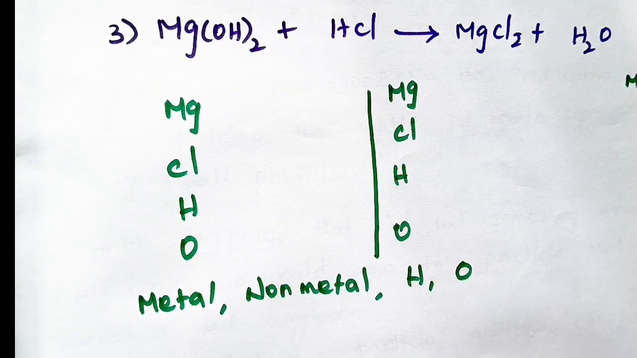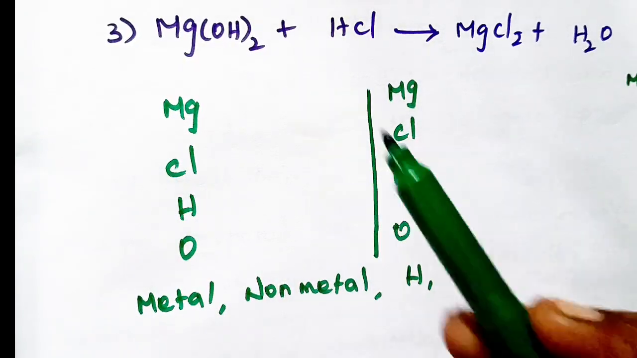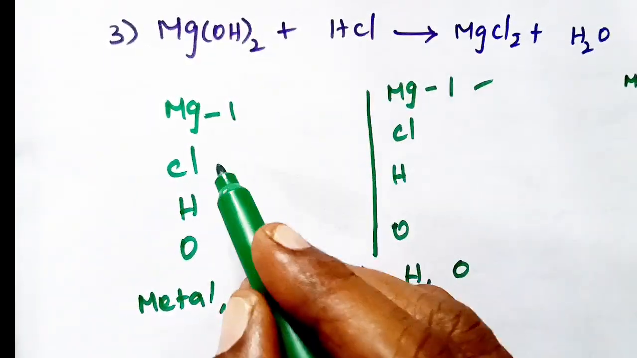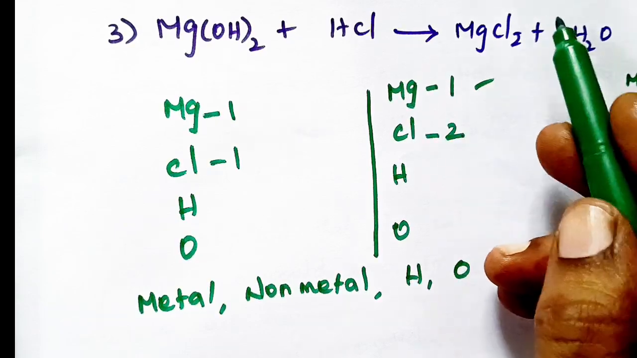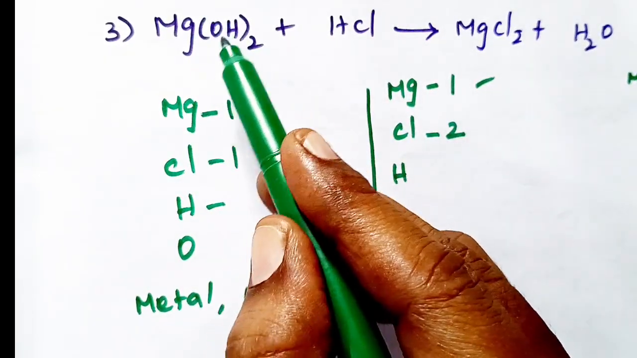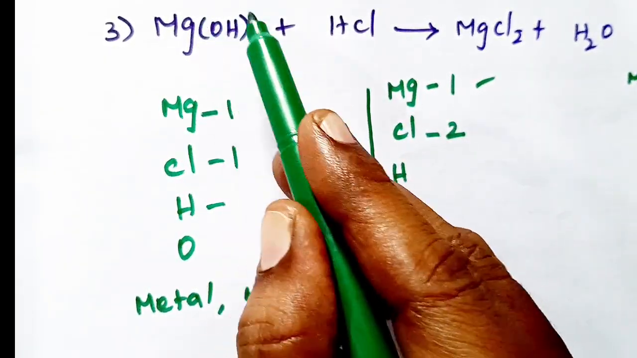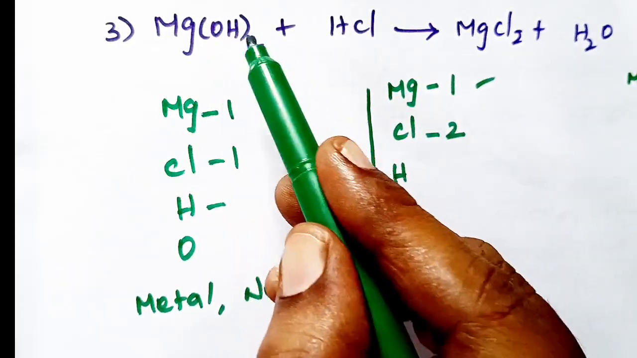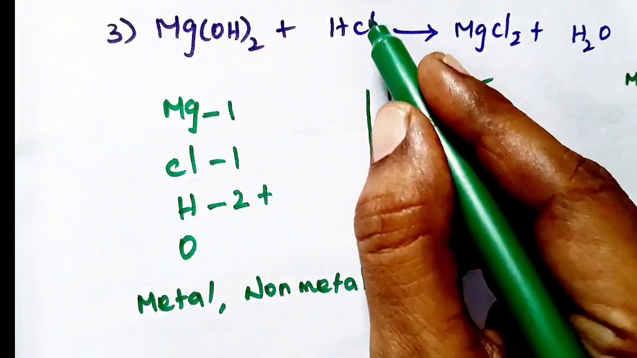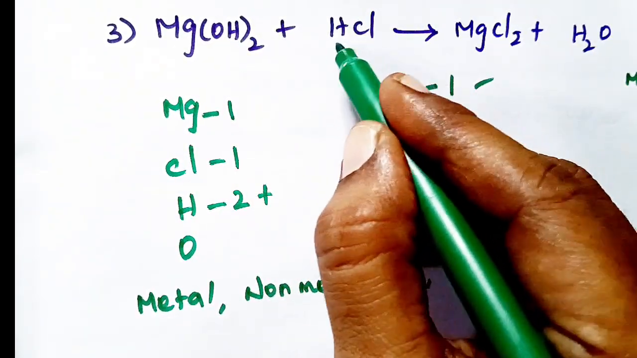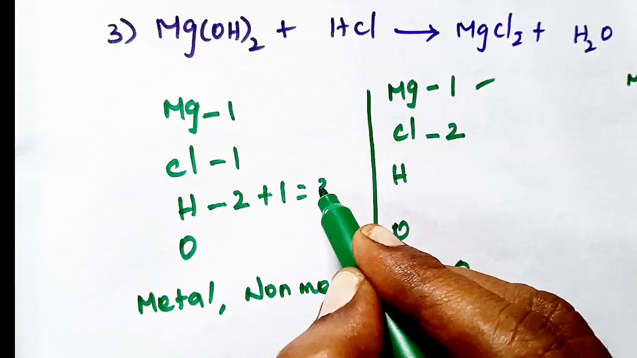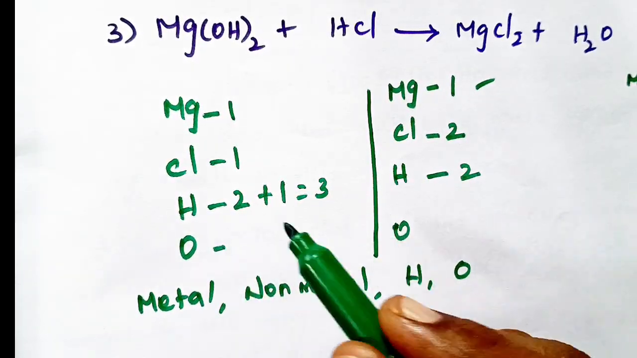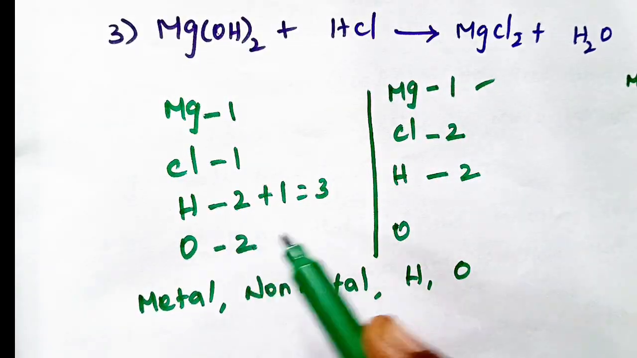Okay, for the second step you start counting the number of atoms. Mg is 1 here, here also 1, then chlorine is 1, here 2. For hydrogen, here we have OH twice, so open bracket, close bracket, then 2. This 2 is common for O and H, so 2 hydrogen. Plus one more reactant is here, which also has hydrogen 1. So 2 plus 1 is equal to 3. Here 2. Then oxygen 2.